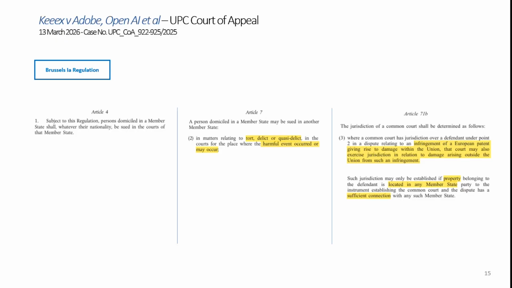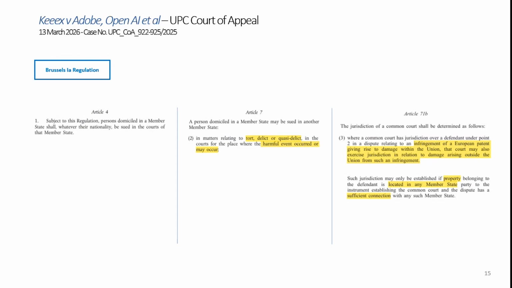So this is the general rule. But there are some special rules as well, which can create the jurisdiction of the UPC, even if you don't have someone domiciled in the specific member state. For example, you have Article 7.2, where you can create jurisdiction of a court of the UPC for matters relating to tort or delict, etc., which would include also damages for patent infringement, in the place where the court sits where the harmful event occurred or may occur, which in the context of patents would be the place where infringement occurred or may occur.